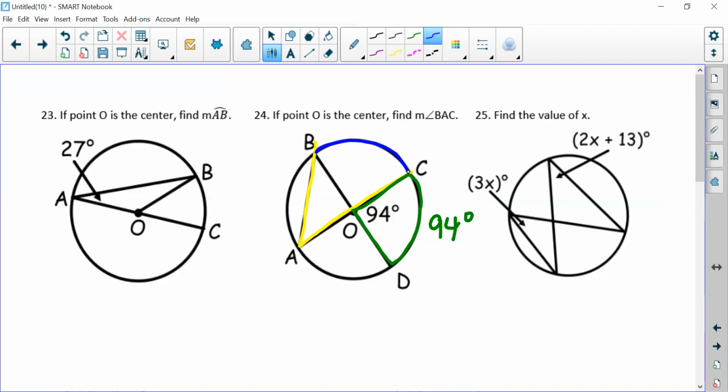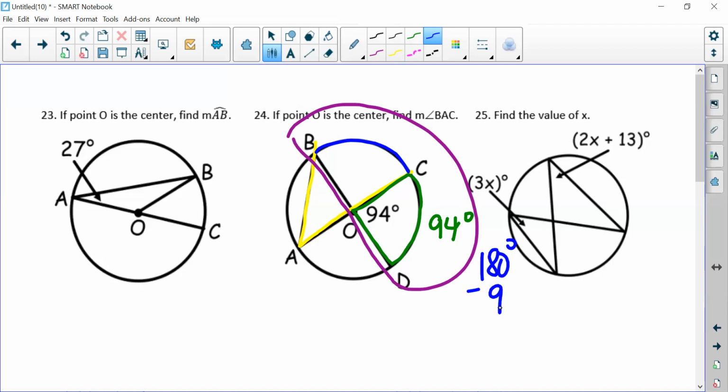Y'all, again, BD is the diameter of your circle. So look, yet again, this creates a semicircle. We know that the measure of a semicircle is 180. So we're going to take 180, subtract 94, which gives us 86. So we now know the measure of arc BC is 86.